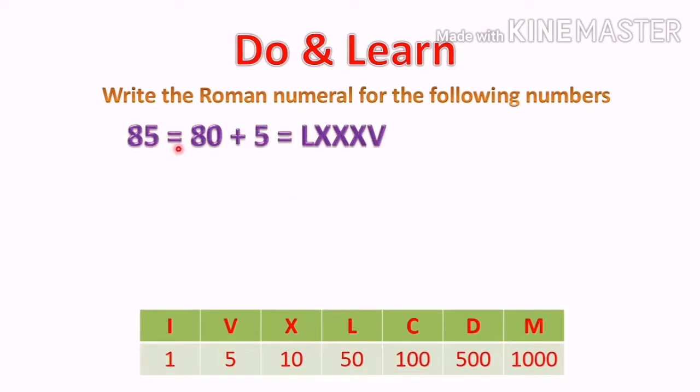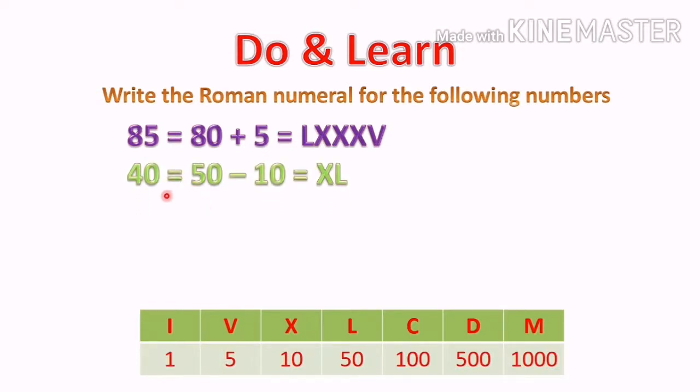85 can be written as 80 plus 5. So for writing 80, you first need to write 50, L. Then we need 30 more, so repeating X 3 times: X, X, X. For 5, we are writing V.